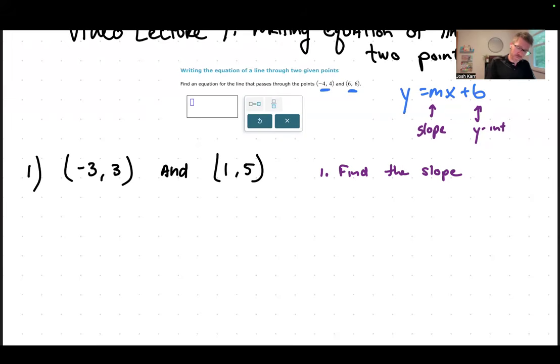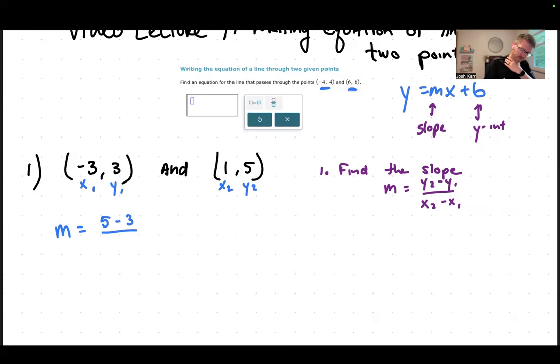So to find the slope, we're going to use that slope formula. Difference of the y's divided by the difference of the x's. Okay? If you want to, you can label your points over here, right? You got x1, y1, x2, y2, right? So let's work to find the slope. So m equals difference of our y, so we're going to have 5 minus 3, and our difference of our x is 1 minus a -3. Keep track of your negatives there in that denominator.